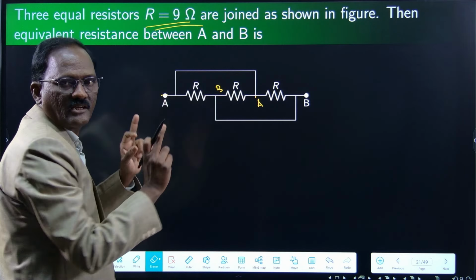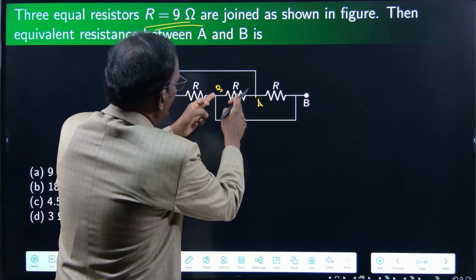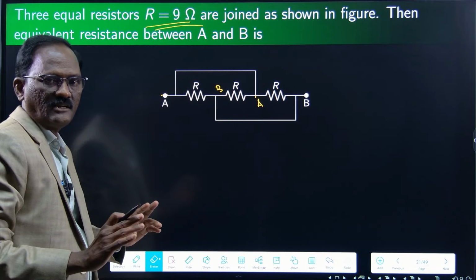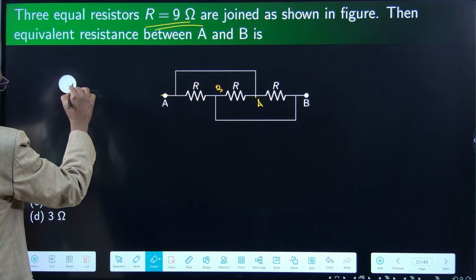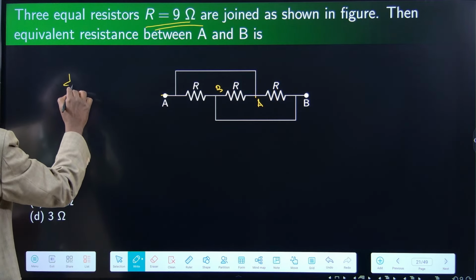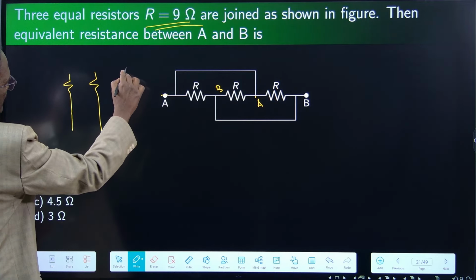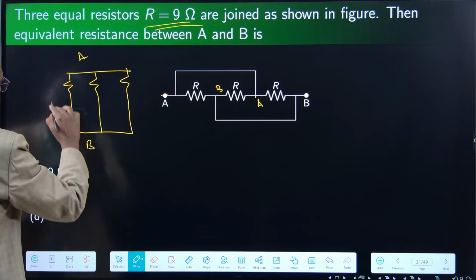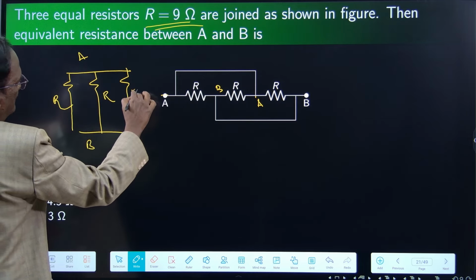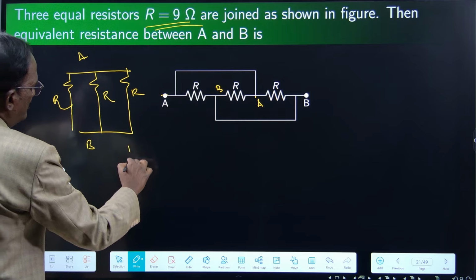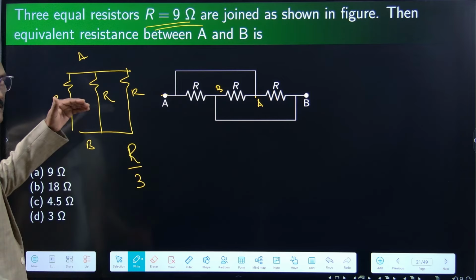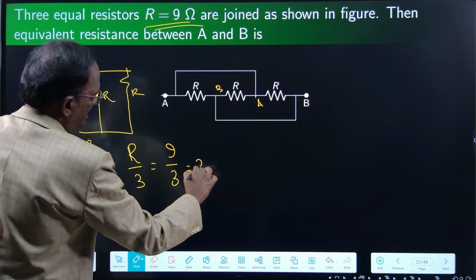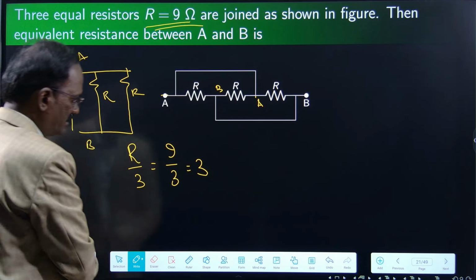Between A and B, R ohms connected. Between A and B, R ohms connected. Between A and B, R ohms connected. Now it is simple. All are in parallel between A and B, so the equivalent value will be R by 3. R is 9 ohms. So 3 will be the answer. Option D.